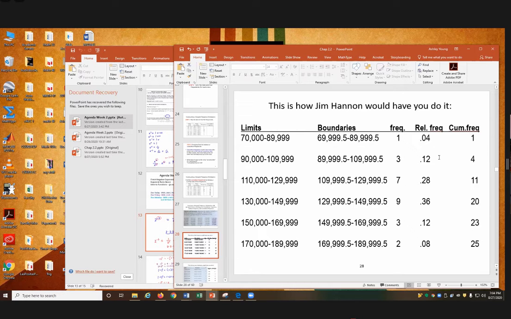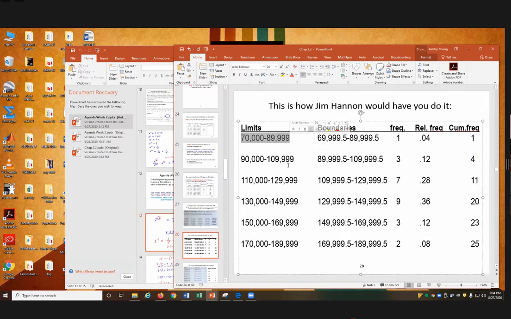Either way, the relative frequencies are going to be decimals or percentages. Frequencies are whole numbers, right? How many are in each group? Cumulative frequencies, you should end with 25 at the end. And then the boundaries are going to be the 0.5, right? Because these are in whole dollars.